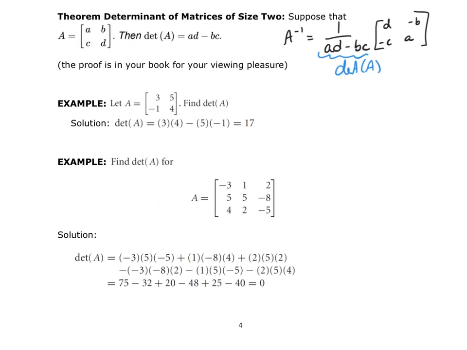So as an example, we're going to use this formula that says if I want to find this determinant, I'm going to do 3 times 4 minus the -1 times 5, which gives me 17.